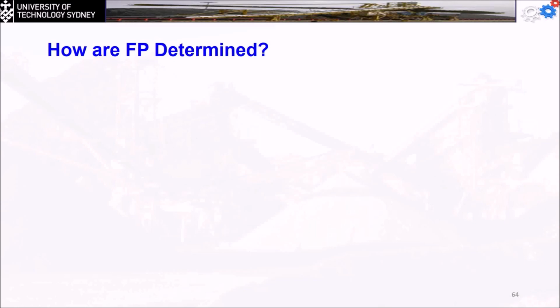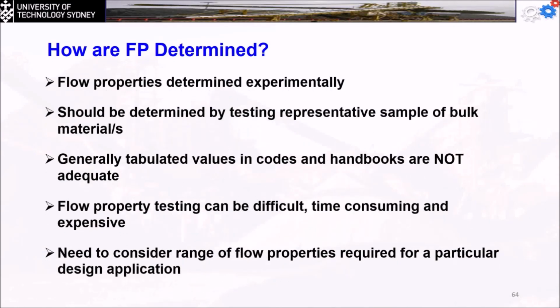Okay, so how are the flow properties going to be determined? First, they are determined experimentally. They should be determined by testing a representative sample of the bulk material, and generally tabulated values in codes and handbooks are not adequate. If you are going to work on a silo or a shipping port, you cannot say, okay, I checked the tables and they told me these are the properties, because if you are storing something inland, it's different from next to the sea, and different again from 30 kilometers from the sea.